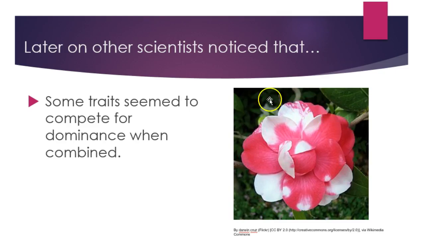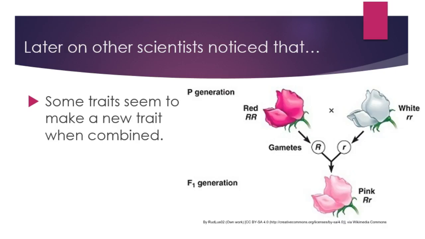They also noticed that some traits tend to compete when you combine them. So this is a flower which is a combination of a white and a red flower, and here we've got this dappled effect where you have both the red and the white characteristics or traits coming through. They noticed that some, when you combine them, came up with a completely different combination or trait. In this plant, when you combine the red and the white flowers, you end up with a pink one. So a completely new trait seemed to emerge.